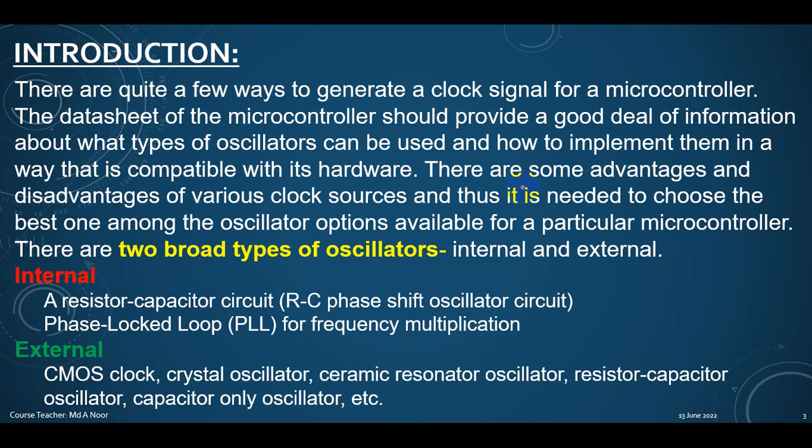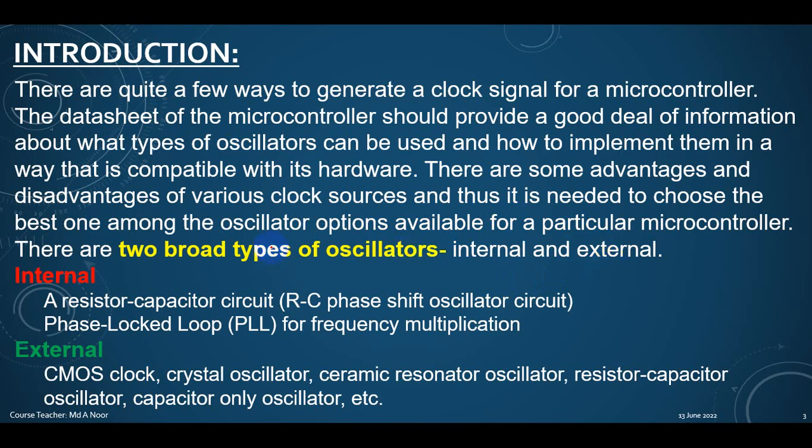There are some advantages and disadvantages of various clock sources, and thus it is needed to choose the best one among the oscillator options available for a particular microcontroller. There can be several options available, but depending on your requirement, you will choose the right one. There are two broad types of oscillator, internal and external. Some oscillators come built in with the device, and some oscillators you can add externally, depending on your requirement.